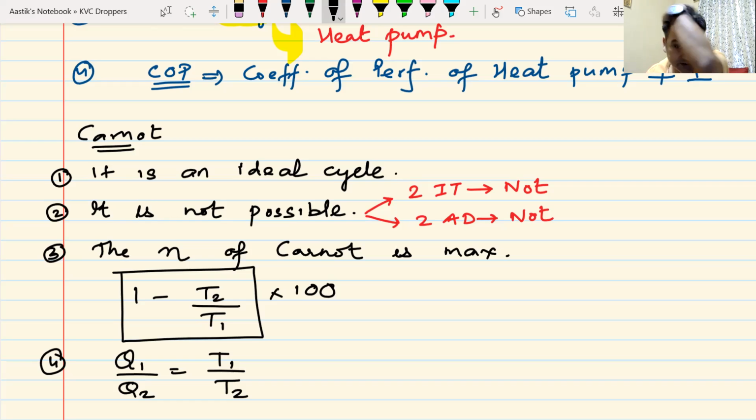Have you noted it down? Great. This was about Carnot cycle.